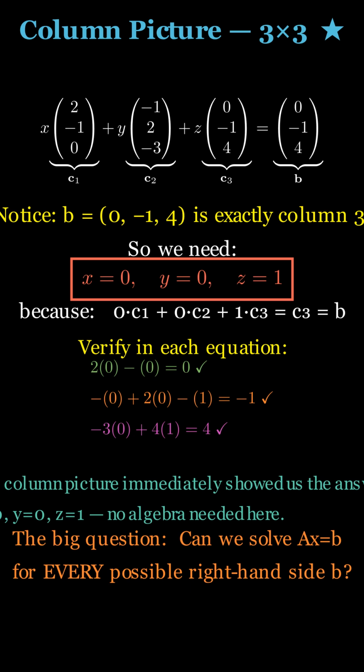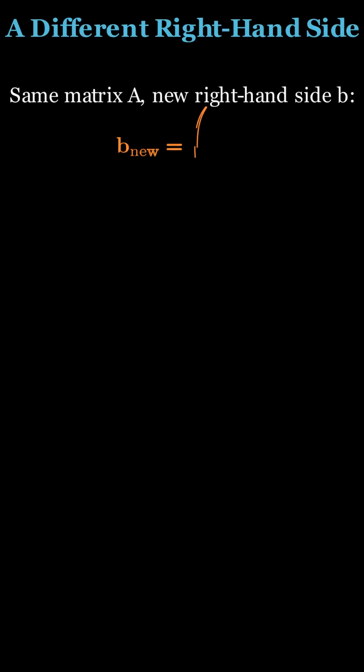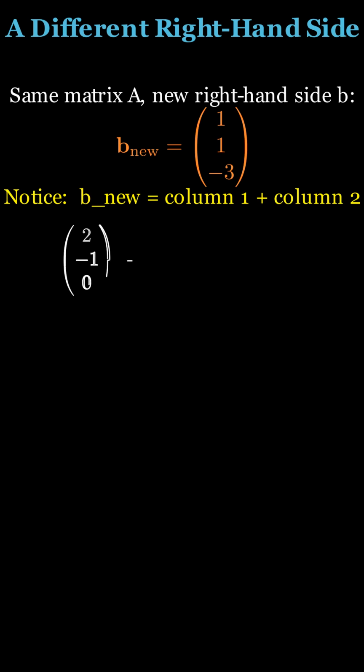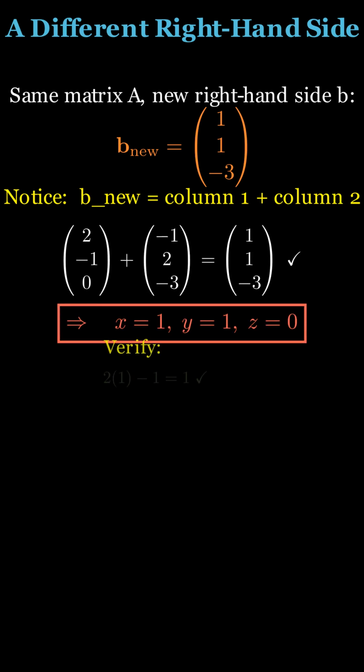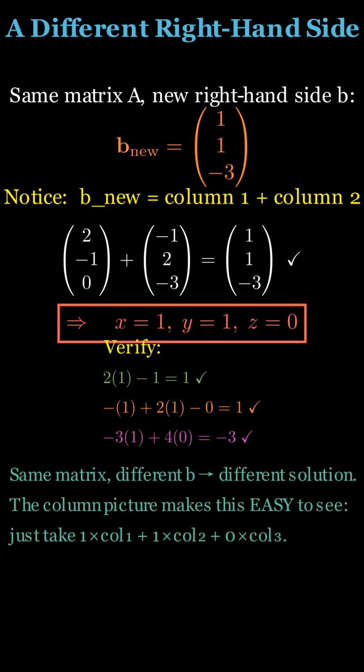This raises the big question. Can we always solve Ax equals b for every right-hand side b? Professor Michael shows us a second right-hand side to demonstrate the power of the column picture. Keep the same matrix A, but change b to 1, 1, negative 3.